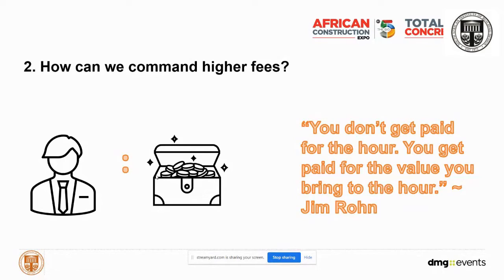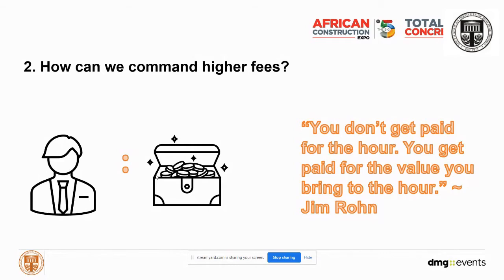He used to speak about this. And it is from this quote that I came to believe that our fees are determined by the perceived value of our service. So the more clients value our service, the more they are willing to pay for it.